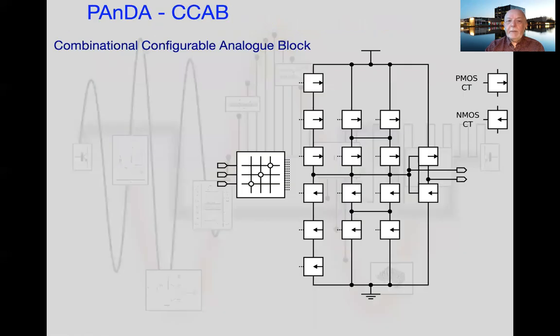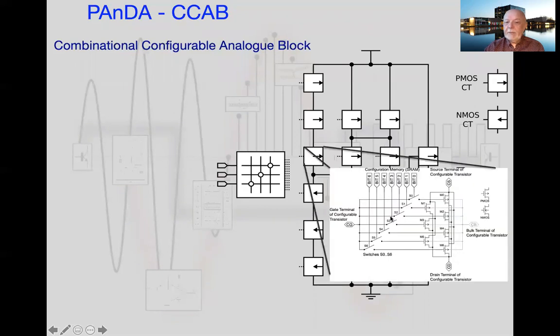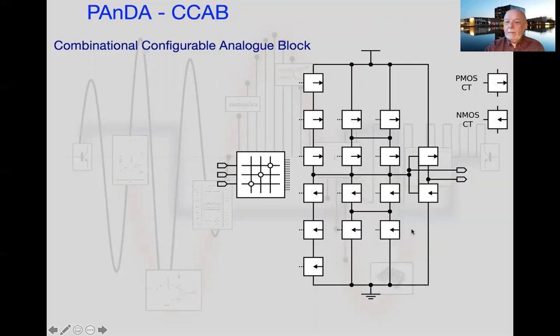So let's look at what a configurable analog block looks like, a CAB. So it's made up of a number of these transistors. Okay, remember each of those transistors can be configured. So the size of the transistor can be configured. What this configuration allows us to do, so each CAB is, from the combinational point of view, we'll see in a minute there's a sequential one as well, but for each combinational CAB, the structure always looks like this.